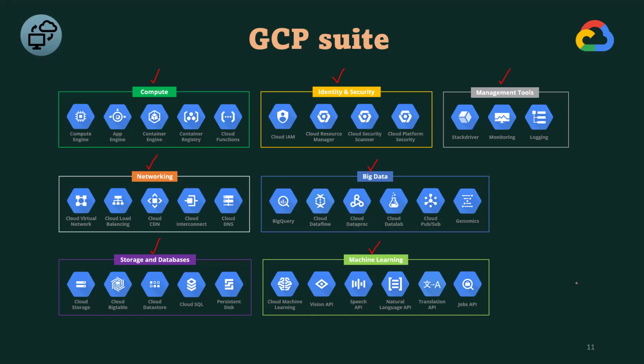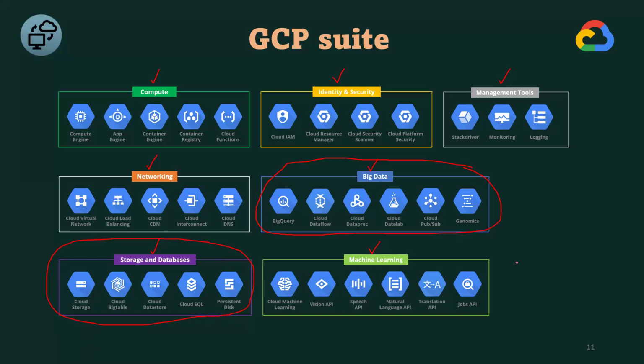Okay, Google Cloud Platform provides you plenty of categories of services. It provides you the compute services, identity and security services, networking, big data, storage and database services, and machine learning services. So what we are going to focus on is this area, big data services, as well as storage and database services.